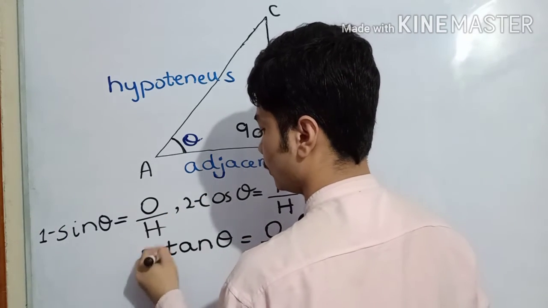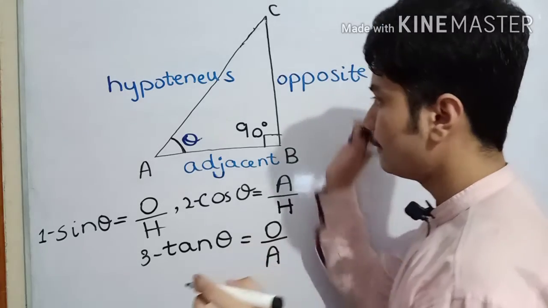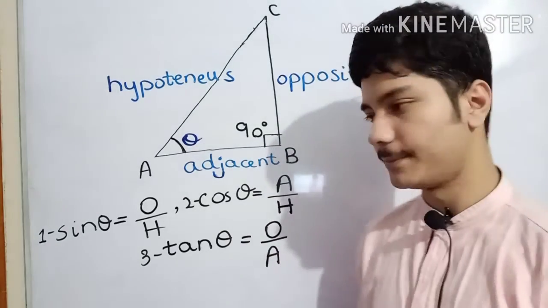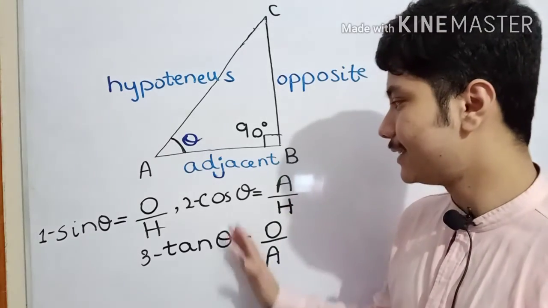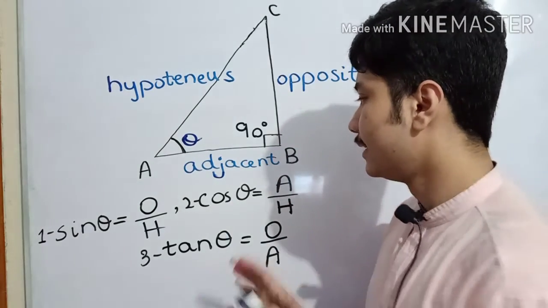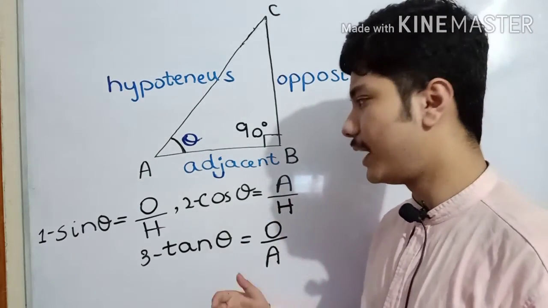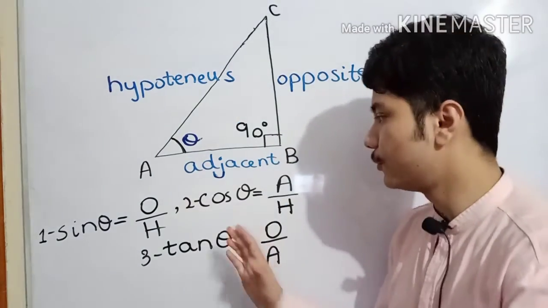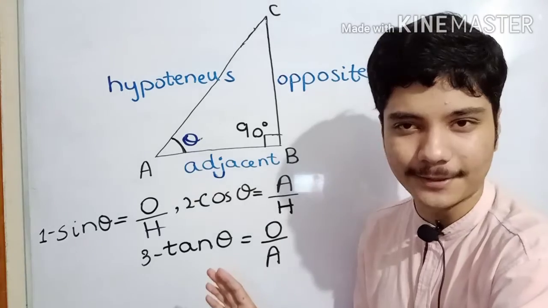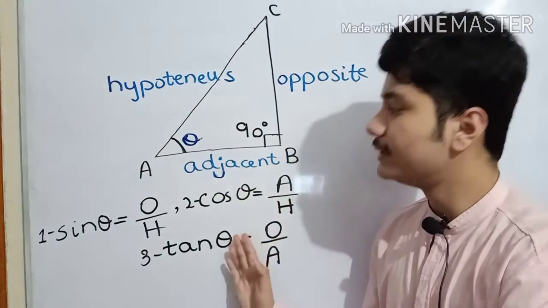So these are the three trigonometric ratios that you have studied right now. Look, it's so simple, so easy. There's nothing so hard or complicated that it is messing with your mind. It's already so easy.